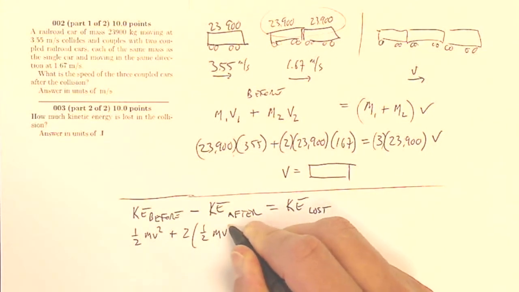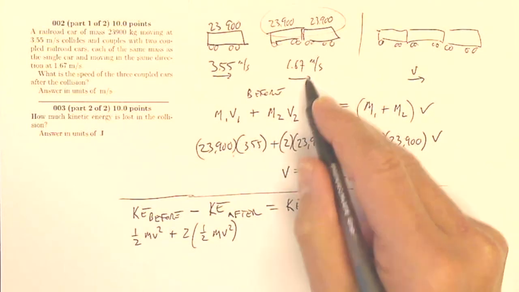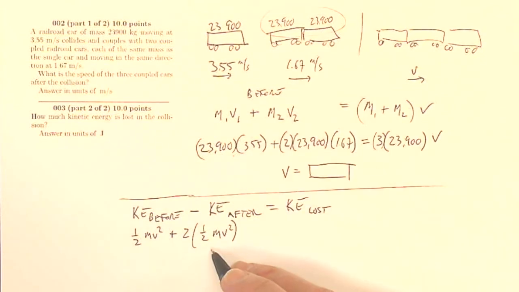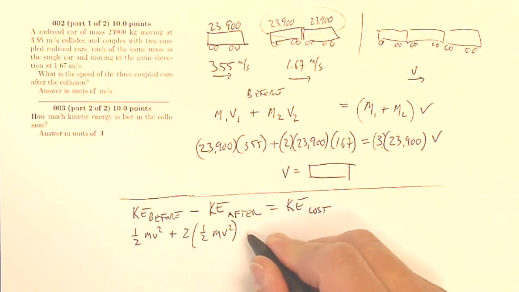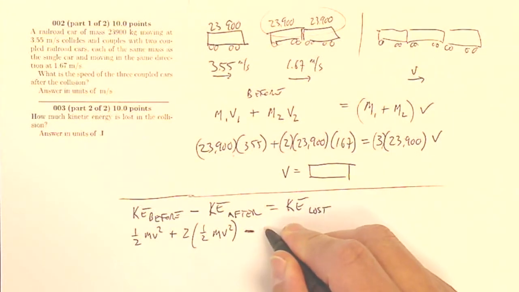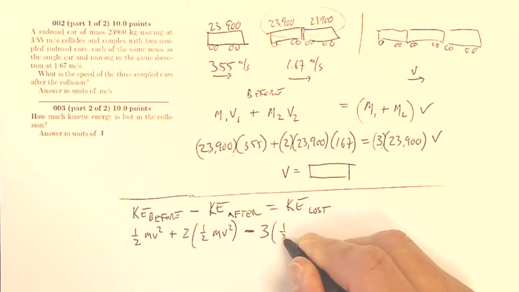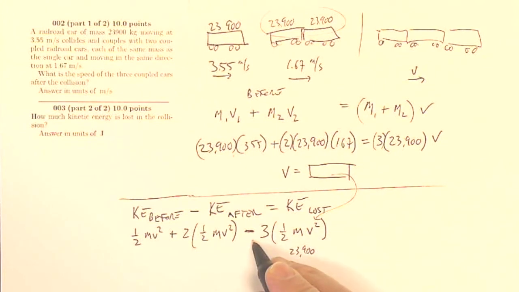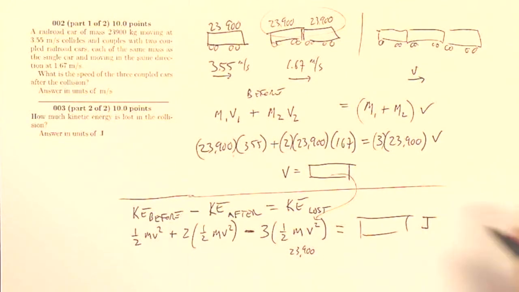So beforehand, I've got 1/2 mv squared plus twice 1/2 mv squared. So this is going to be this velocity of 1.67, and I've got two of them moving at that velocity. I could do this in some other way, but this is basically the same thing, and 1/2 mv squared for this one, minus, and now I've got three cars moving at 1/2 mv squared, so I'm going to have minus 3 times 1/2 mv squared, and this v is the v that I solved for here. This m is going to be the mass of one car, so this is going to be 23,900, but I've got three of them moving at this velocity. So I'm going to do that, and when I subtract, I will get some number for how much kinetic energy was lost in joules in this collision.